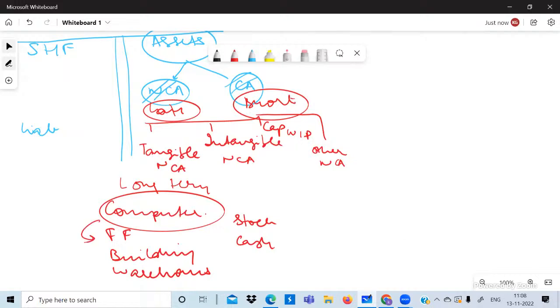Similarly, let's say furniture and fixtures. You've done the entire furniture and finishing in the office. Once you do that, you don't intend to break it down and sell it off and do the furnishing again. So that will be used for another 5, 10, 15 years. The building that you've made is long term. Warehouses and factories that you have are long term. So if it's long term, it's a non-current asset.